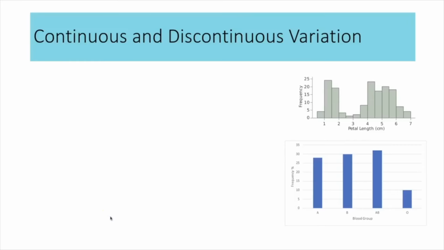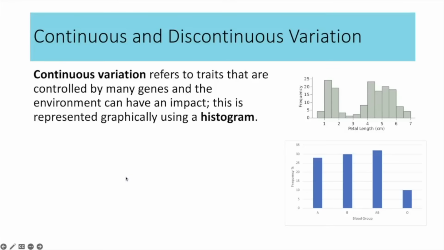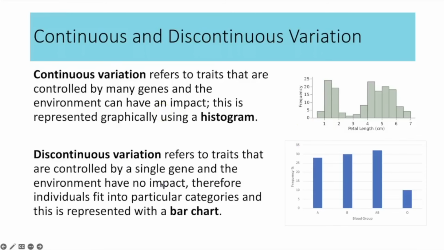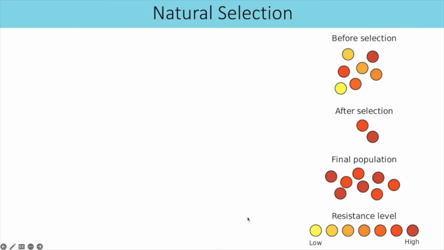And we can classify this variation as either continuous or discontinuous. Continuous variation refers to traits that are controlled by many genes and the environment can have an impact. This is represented graphically using a histogram. Discontinuous variation refers to traits that are controlled by a single gene and the environment has no impact. Therefore, individuals fit into a particular category, and this is represented by a bar chart. We've got blood group as our example for discontinuous variation, petal length for continuous.